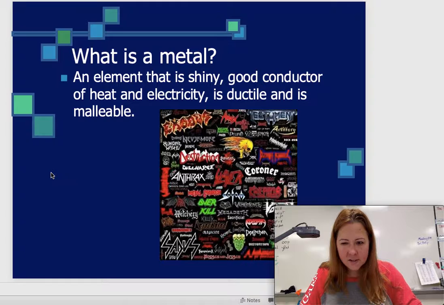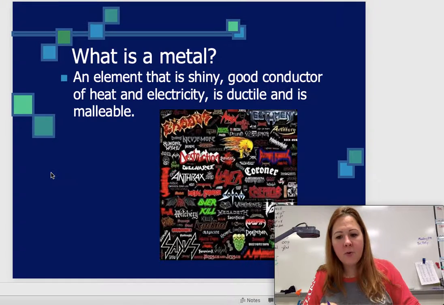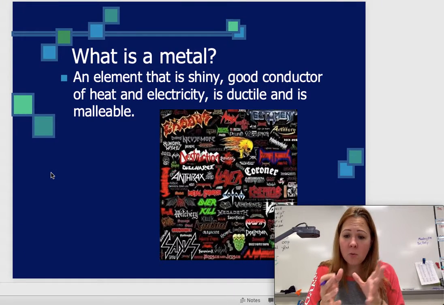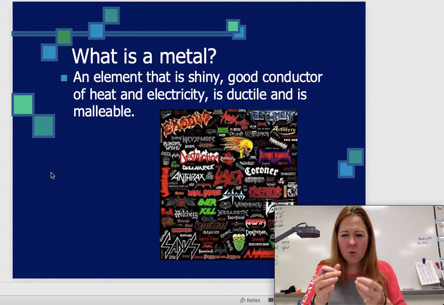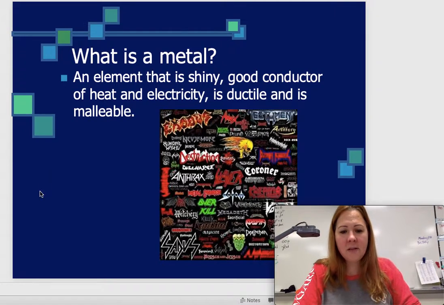In not so fancy chemistry words, ductile and malleable means that you can bend it and shape it and it will keep its shape. If you have a non-metal, it's not ductile, not malleable. You can't shape it, or if it does, it breaks apart very easily.